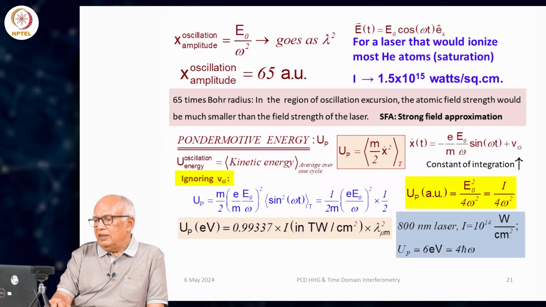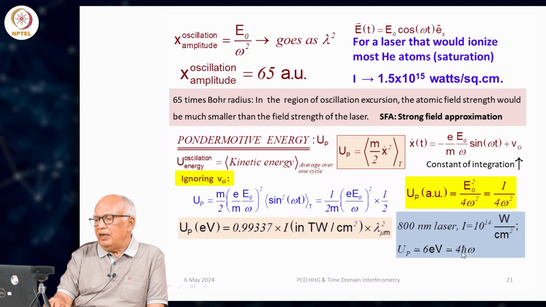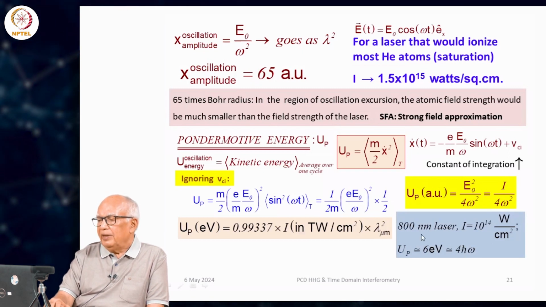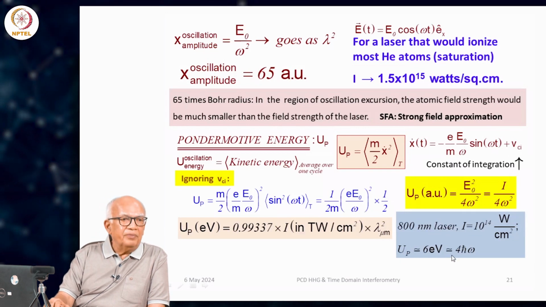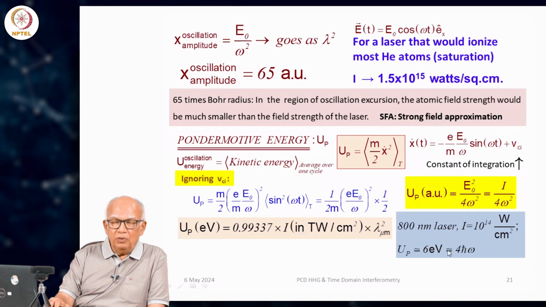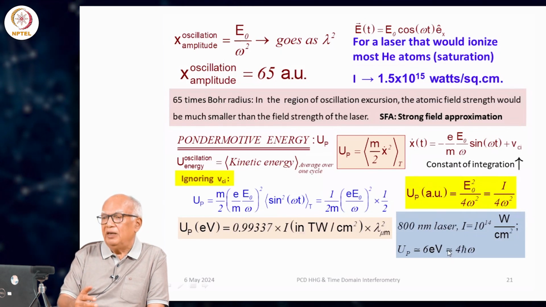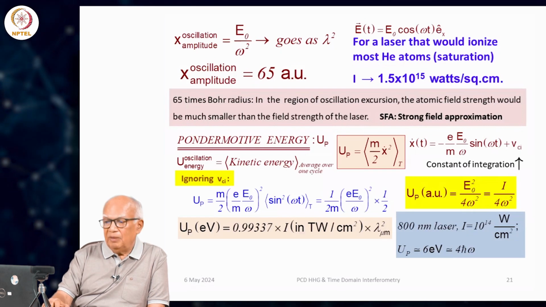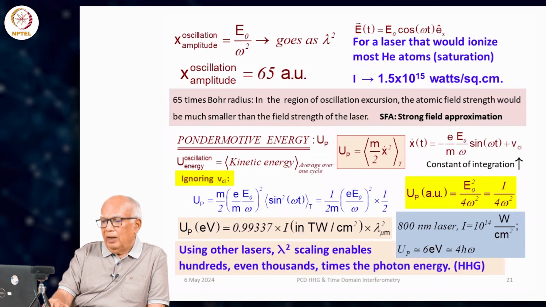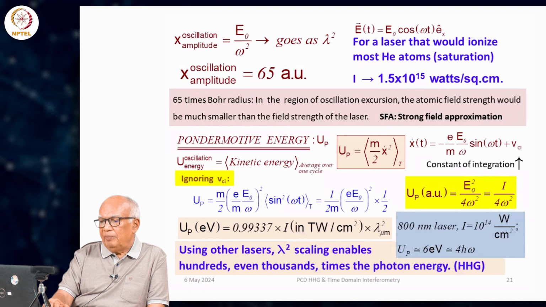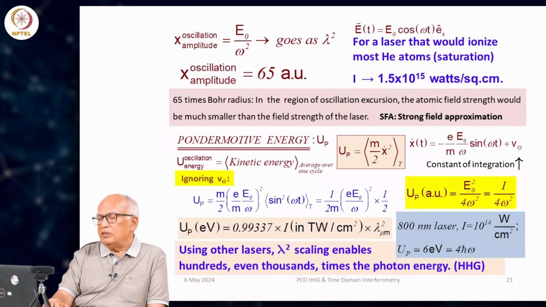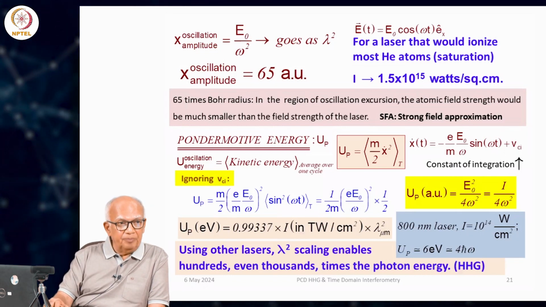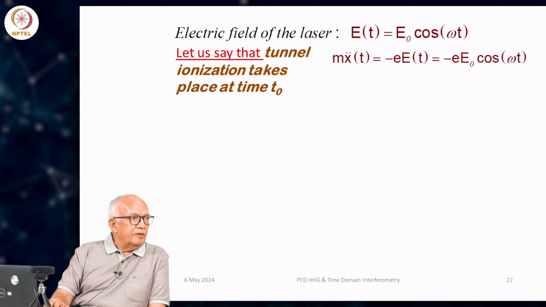And you can see that this ponderomotive energy, even for an 800 nanometer laser, is like 4 times the energy. So you get not only 4 times this energy, but you get hundreds of times depending on lasers and so on. So this is just a simple calculation which I showed for one. There is a lambda squared scaling, you can get hundreds, even 1000 times the photon energies, which is what enables the high harmonic generation.